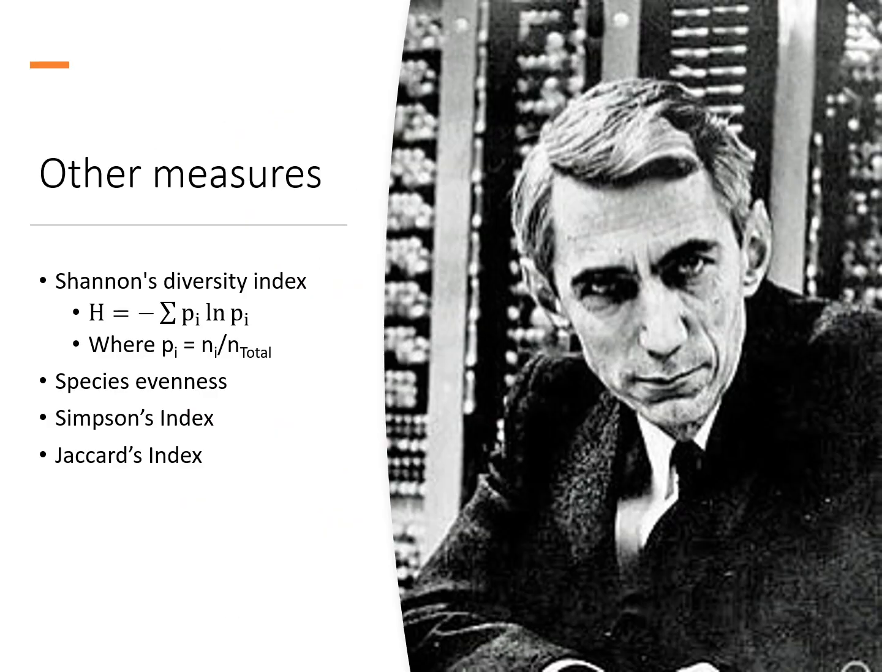There's a bunch of ways to go about doing this. One, the Shannon's diversity, there's species evenness, Simpson's index, Jaccard's index. All of these are indices that individuals have built. This is Shannon here on the right. And they are attempts to provide more nuance to this tool, right? That provide a better understanding of what you're actually seeing out there.